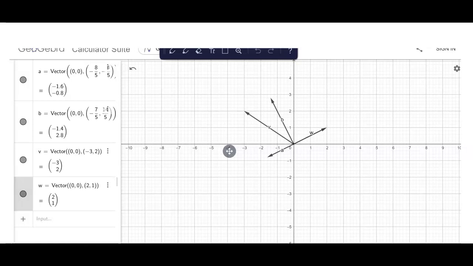So I've graphed everything in GeoGebra. GeoGebra is another online grapher. It's easier to do vectors in GeoGebra than it is in Desmos. That's why I chose that. So I've got vector V and I've got vector W graphed. So here's vector V and here's vector W.